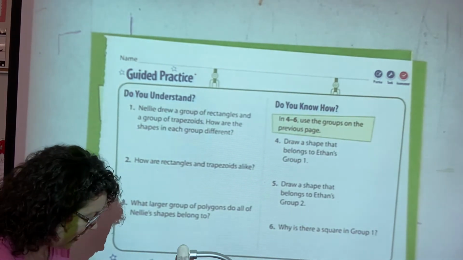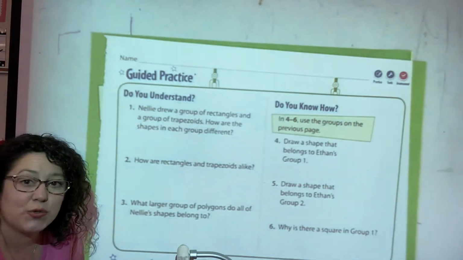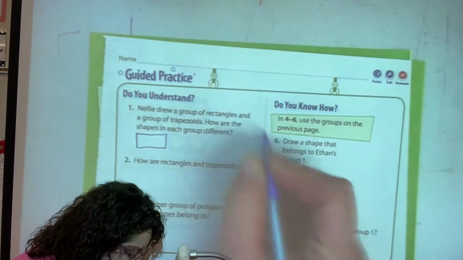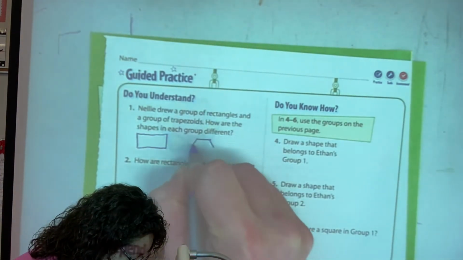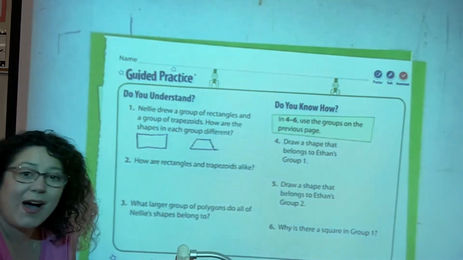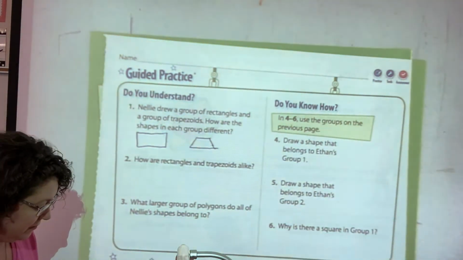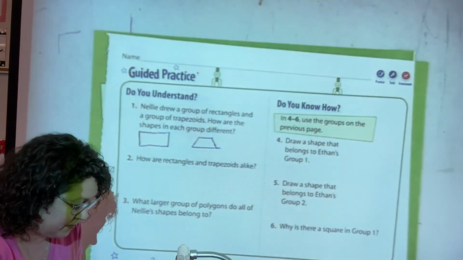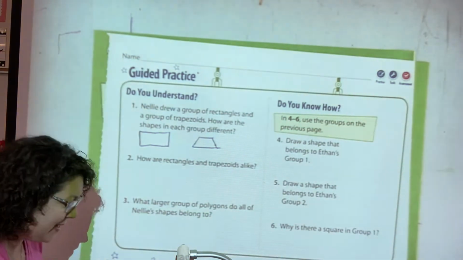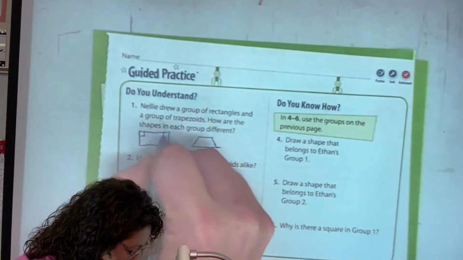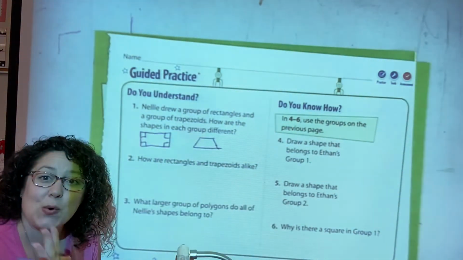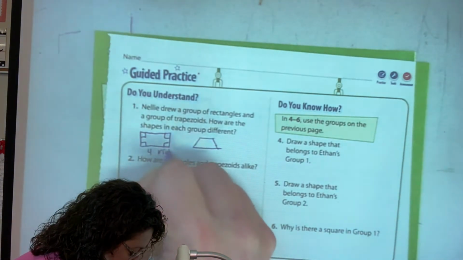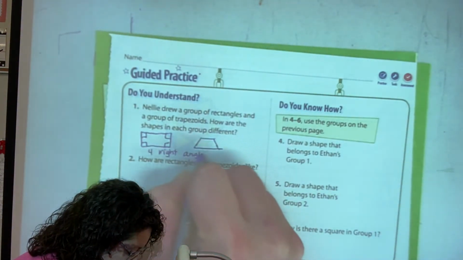How are the shapes in each group different? So she drew trapezoids and rectangles. So I'm going to draw one. Here's a rectangle, and here's a trapezoid. How are they different? What is something a rectangle has that a trapezoid does not have? Can you see it? Rectangles have four right angles. Okay.